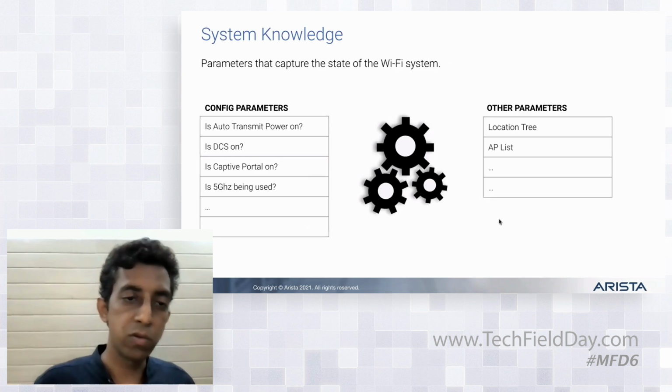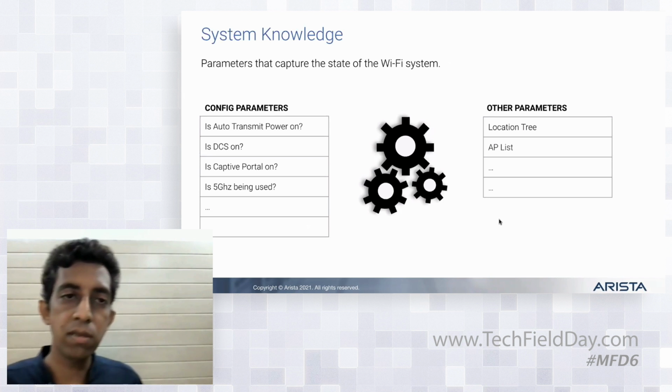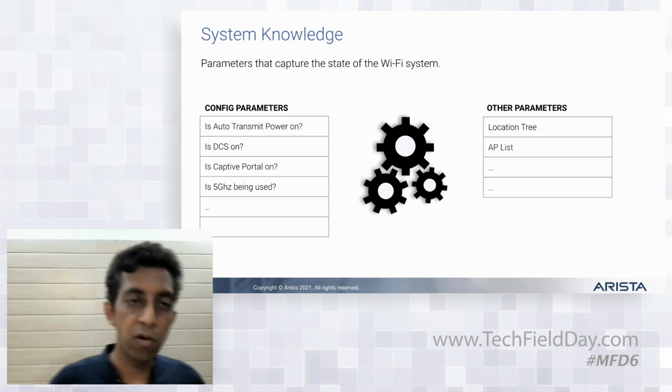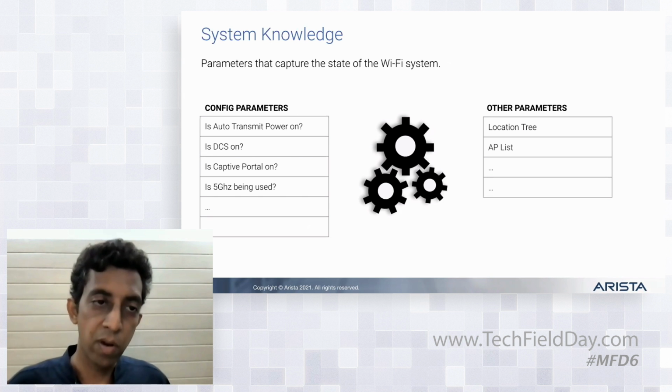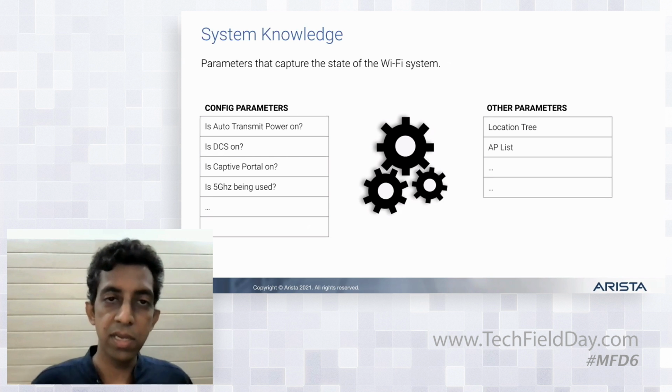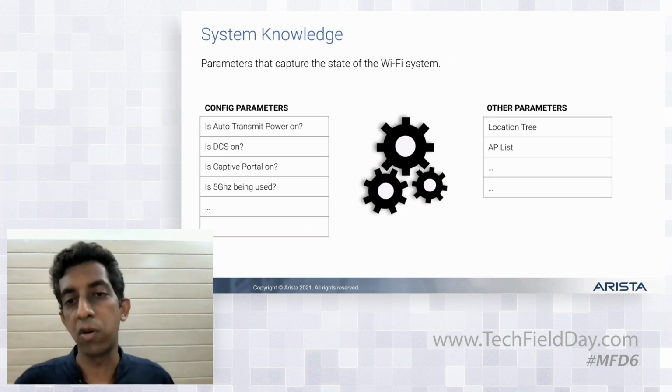Moving on to system knowledge. This is the state of the Wi-Fi system. What are the things that are on and off in the network? Is auto transmit power on? Is dynamic channel selection on? Is 5 gigahertz being used? Essentially understanding how the network is configured.